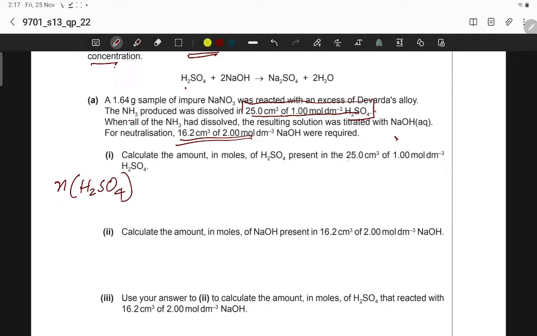This is the actual amount of sulfuric acid used. So concentration into volume, and the volume in centimeter cube is divided by 1000, so 2 into 25 divided by 1000. This is equal to 0.025 mole.